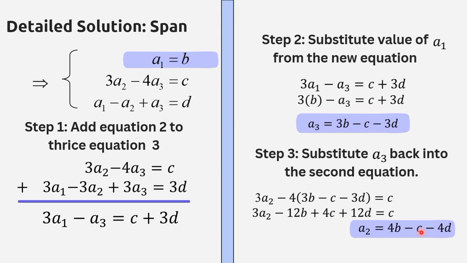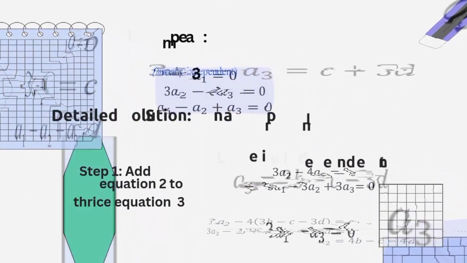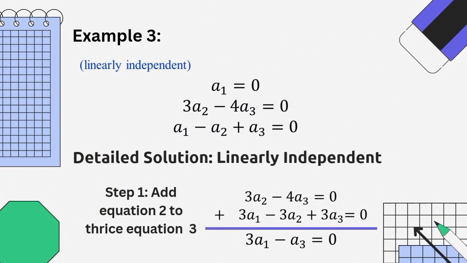Let's proceed. Let's move on to the solution of linear independence. So we have here our three equations. Unlike our spanning, which we equated them from a, b, c, for linear independence we have b, c, d.